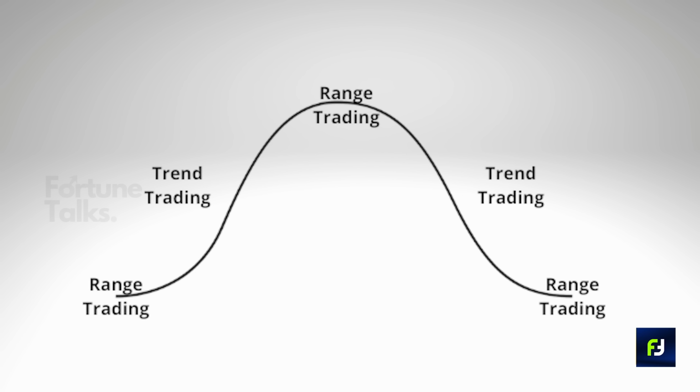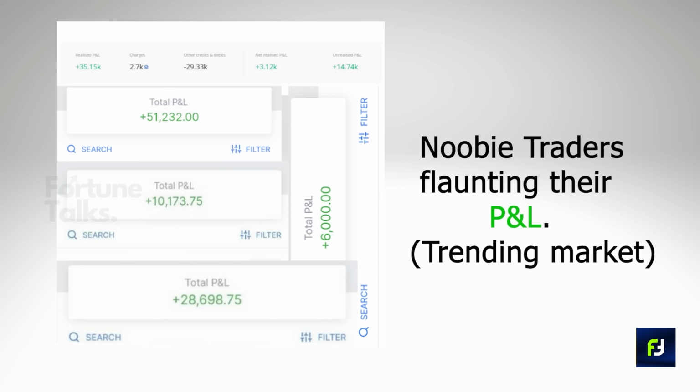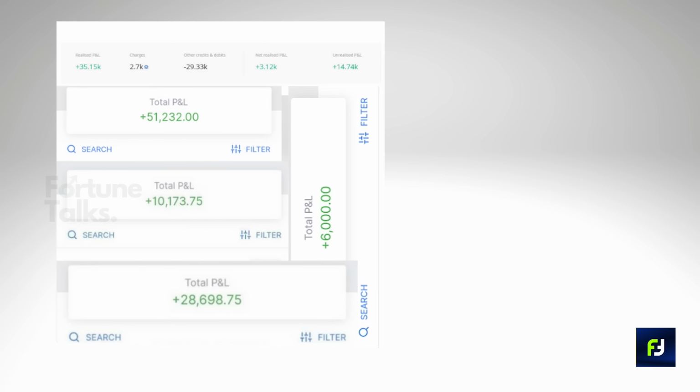Then the market shifts from trending to range price action. That is when all the trend trading systems become unprofitable and the inexperienced traders start making losses. This is the reason why you see a lot of newbie traders boasting about their P&L during the trending markets, while all of a sudden they disappear when the range market arrives.